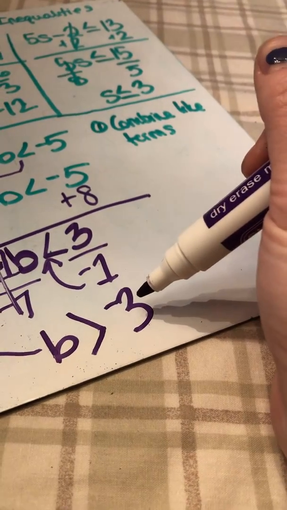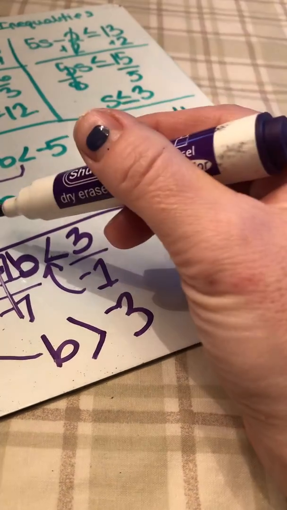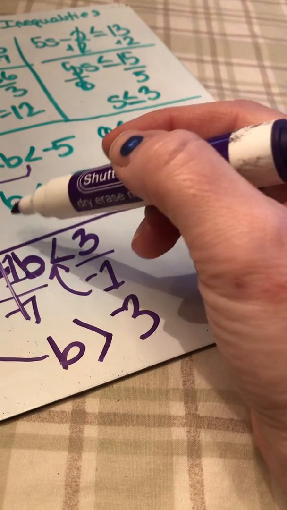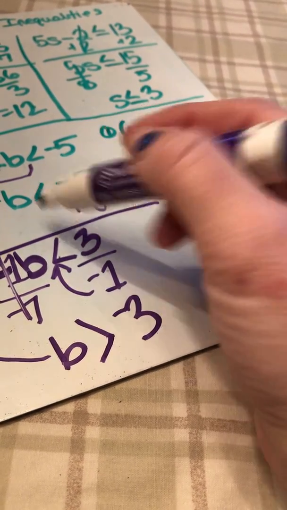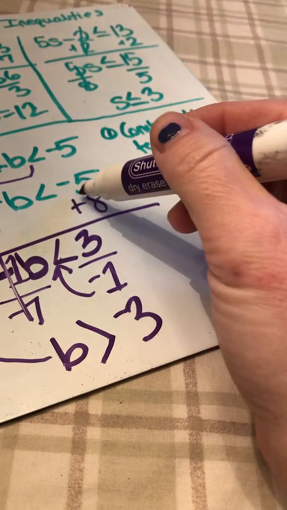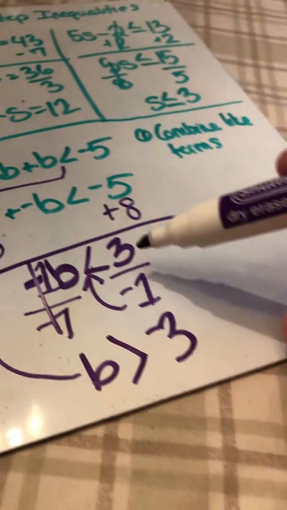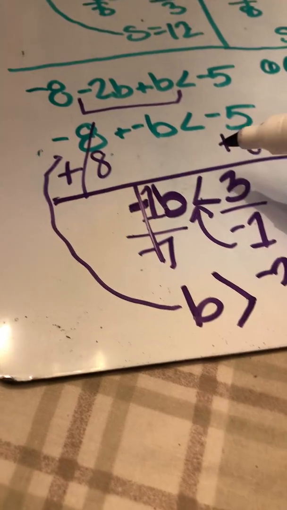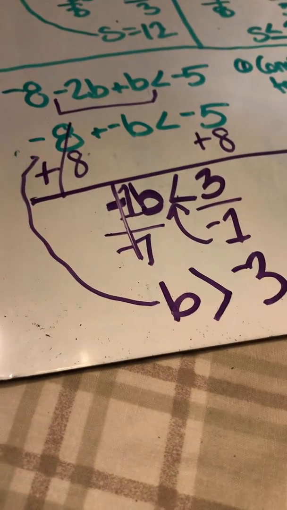So if we put this back into our equation, it should make this true. So if we have negative 8 plus this would then be the opposite of b, plus 3, that means it would be less than negative 5. That is why we have to flip it to compensate for the negative signs. So let's try another one.